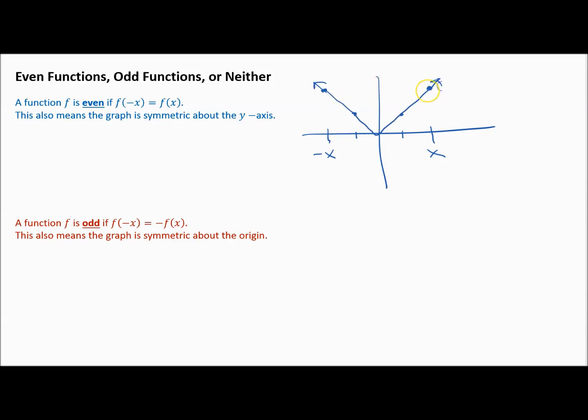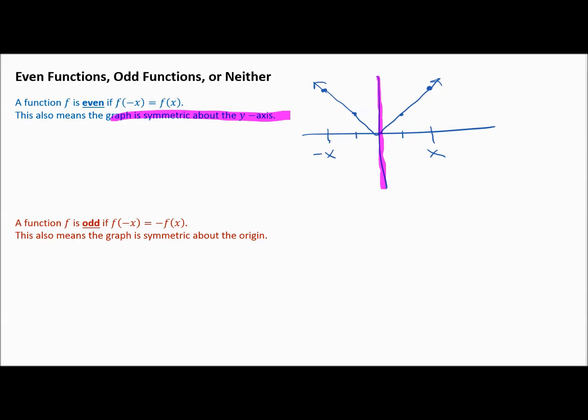So I came to this conclusion on the second line. This also means the graph is symmetric about the y-axis. And notice it is. If I put a mirror right here down the y-axis, the graph is the same on both sides. So a mirror reflection. Another way to think about it is a piece of paper. If you fold your paper along the y-axis, then the right side will land on top of the left side. So that's what it means for a function to be even.